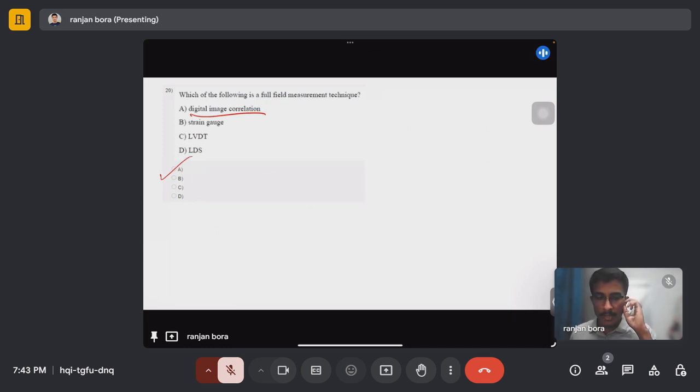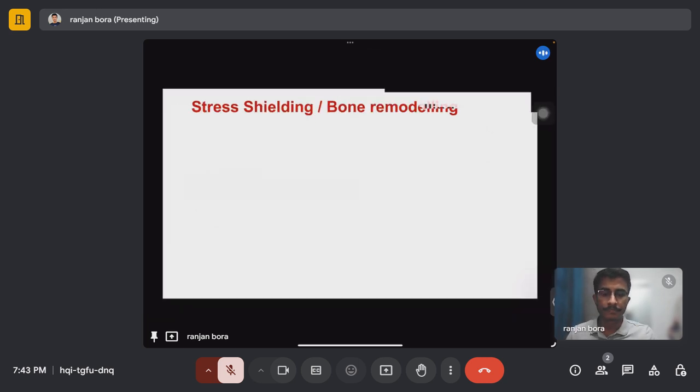Okay, now I will discuss some concepts from these slides, and I will solve some numerical problems. So the first concept is stress shielding and bone remodeling. So what is stress shielding? We already studied. If the implant and bone have a difference in stiffness, then after the implant is inserted into the bone, stress shielding will happen.